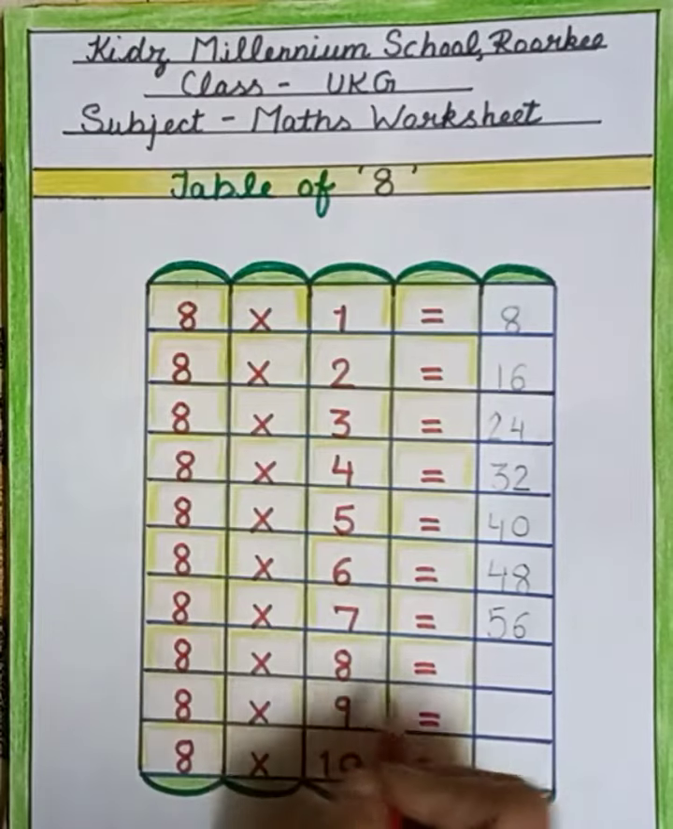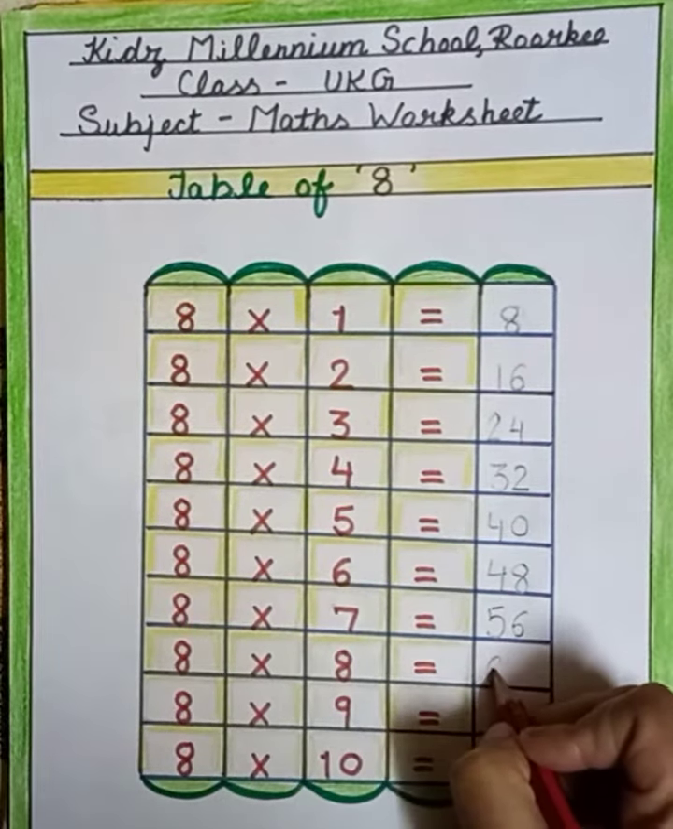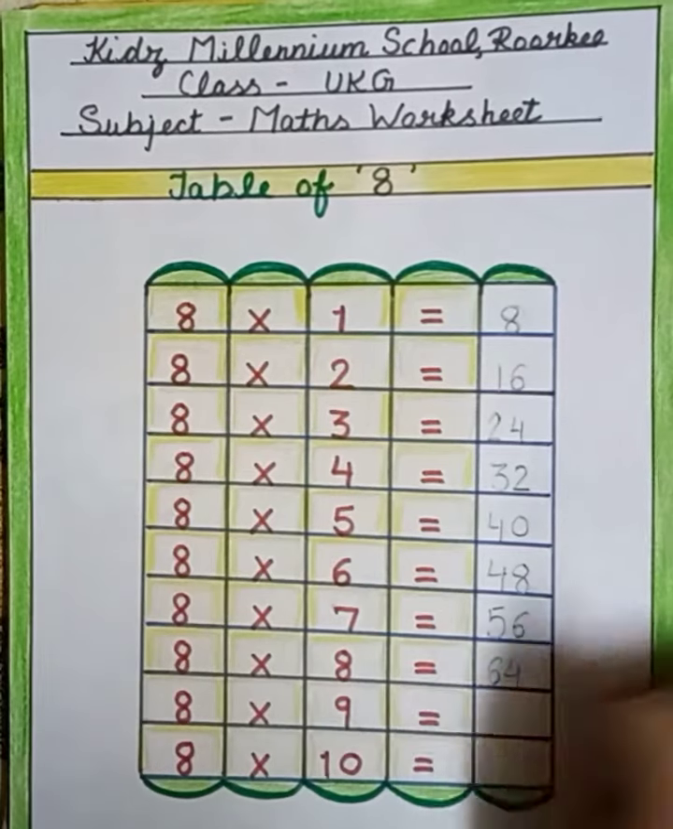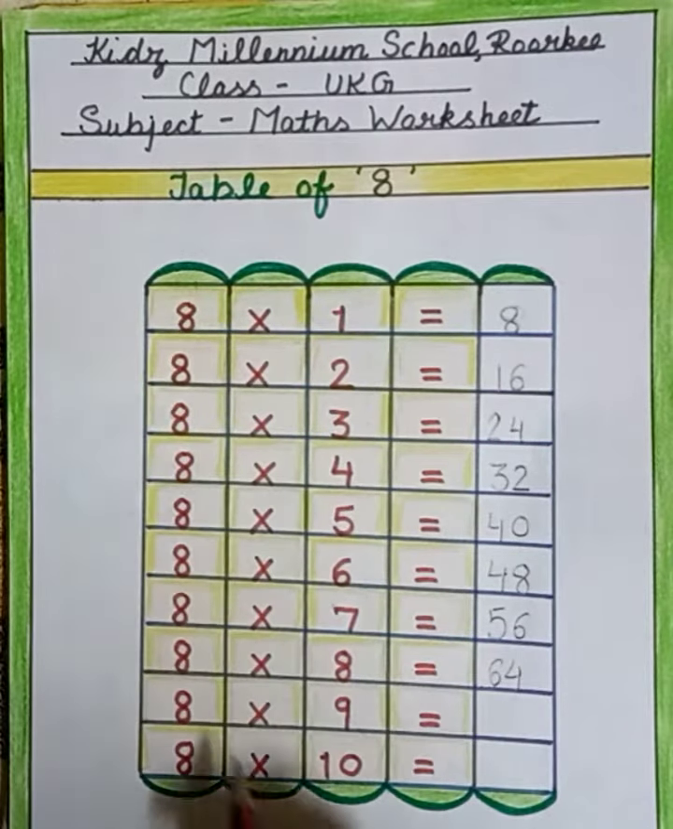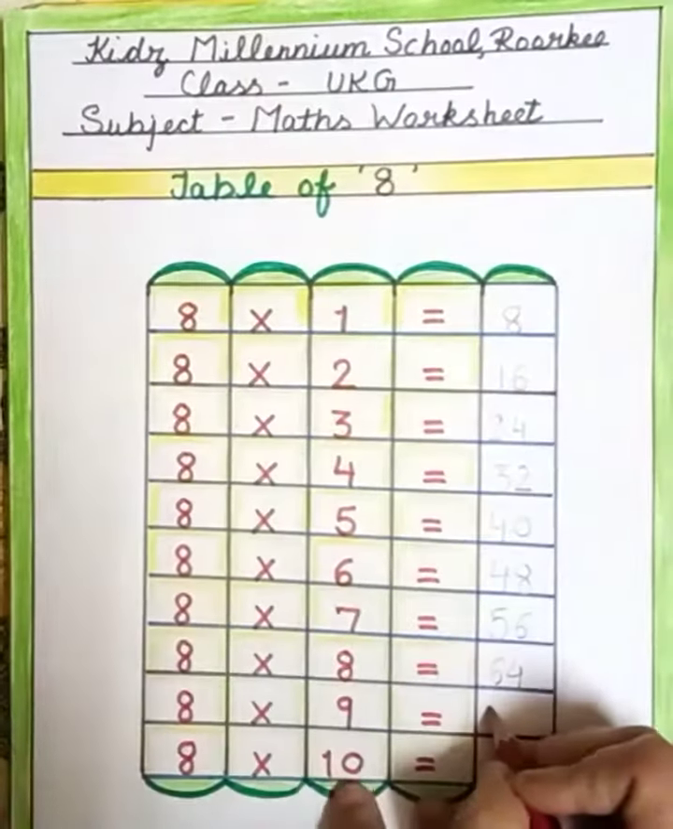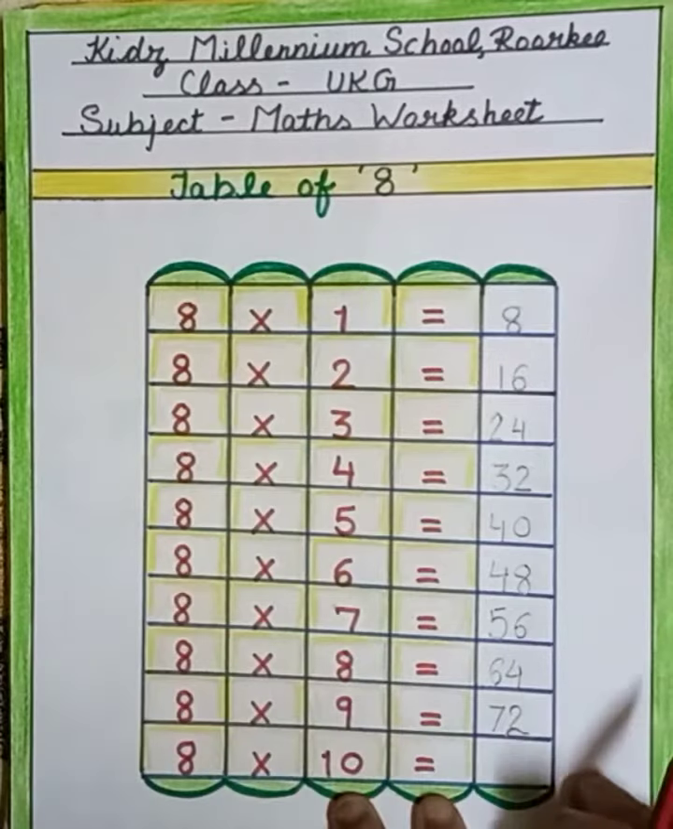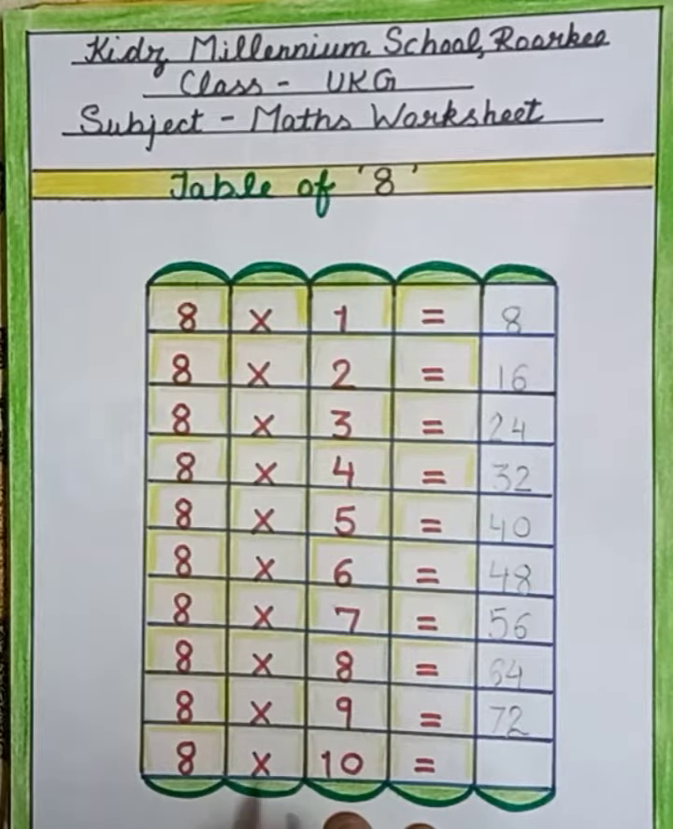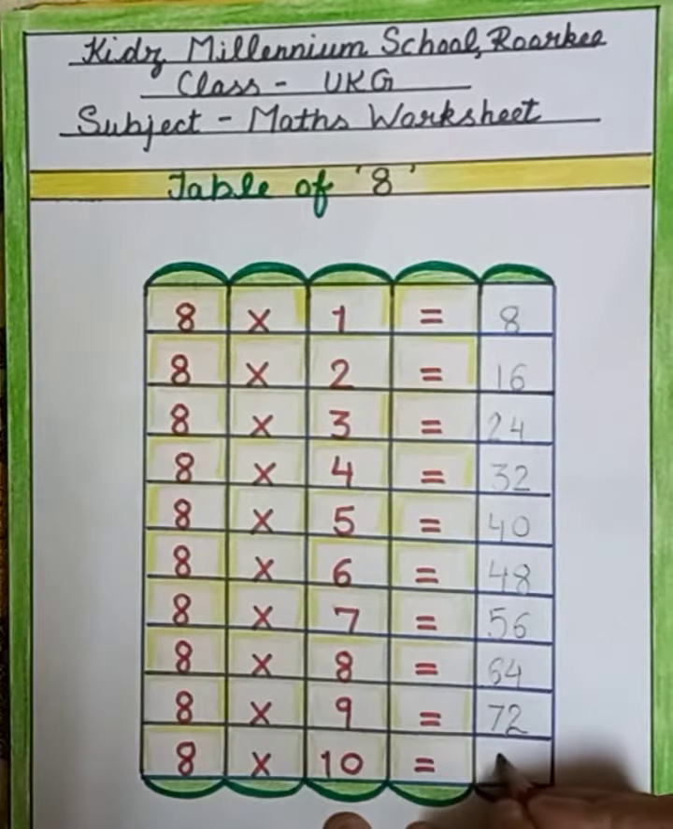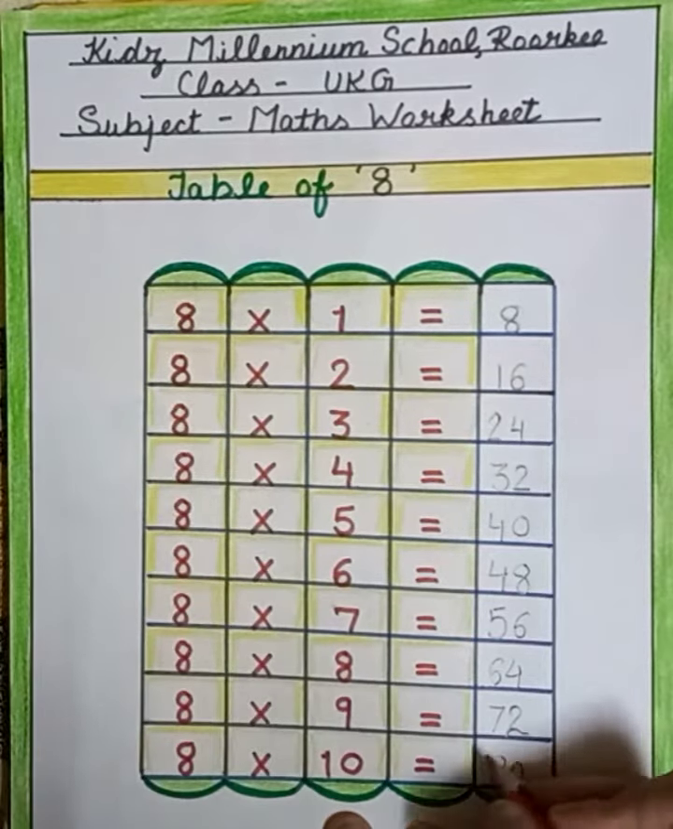Now this is 8 into 8 equals to 64, and we can speak like this, 8 8 ja 64. Now this is 8 into 9 equals to 72, and we can speak like this, 8 9 ja 72. Now this is 8 into 10 equals to 80, and we can speak like this, 8 10 ja 80.